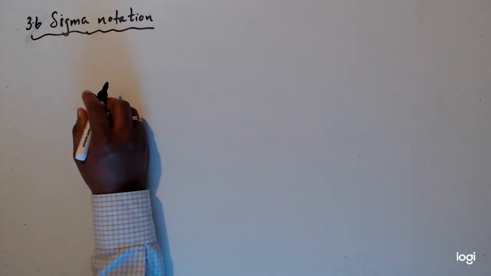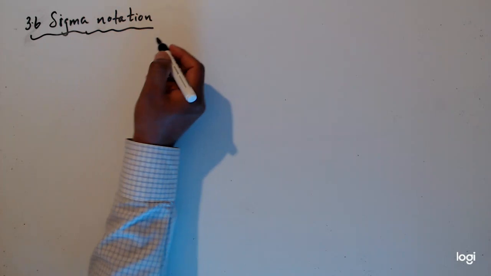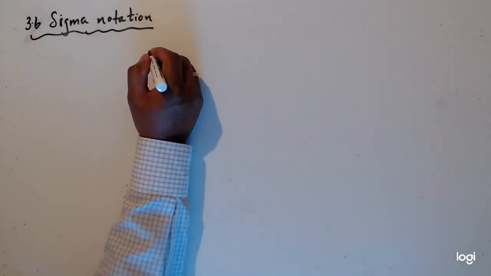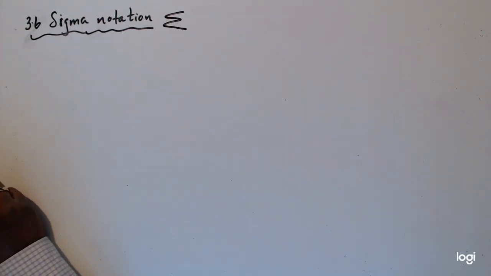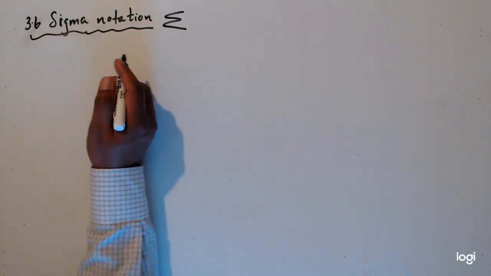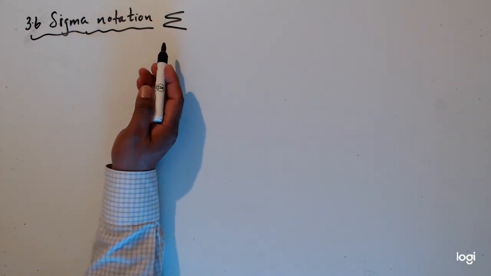Let's discuss sigma notations, 3.6. This is the sigma symbol. It's a Greek letter. We are going to use this symbol to show the summation.